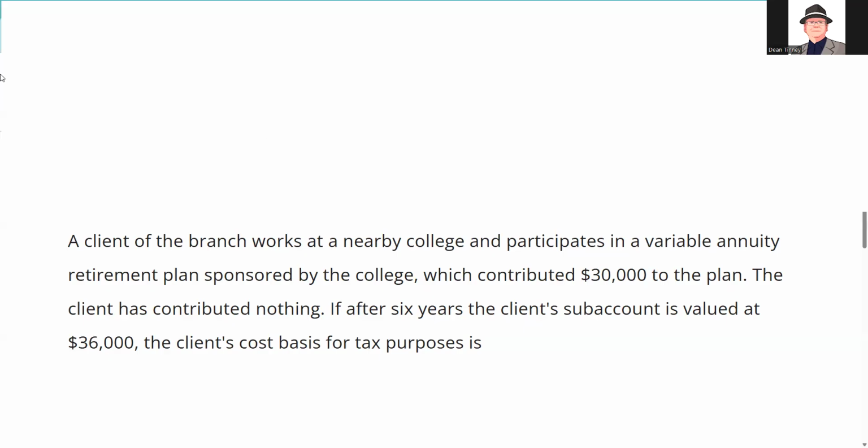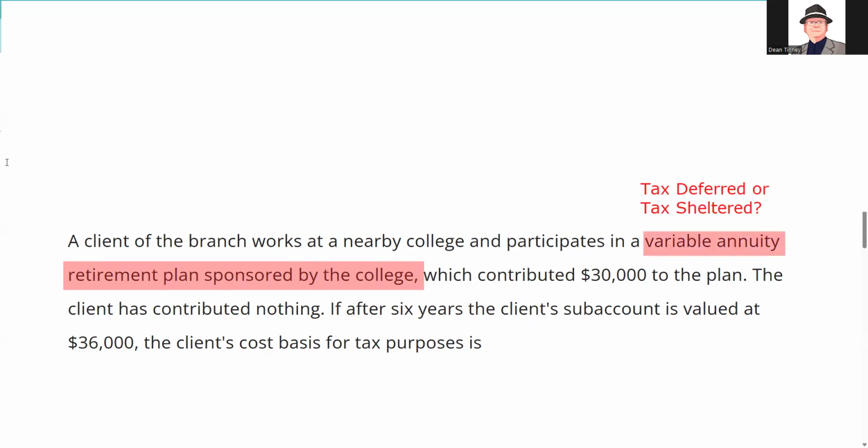Variable annuity. The next key here is retirement plan sponsored by the college. So we have annuities, tax deferred annuities that individuals would get, and they're not sponsored by their employer. And that's different. A tax deferred annuity, TDA, is different than a tax sheltered annuity, TSA, that comes from your employer, in this case, the college.